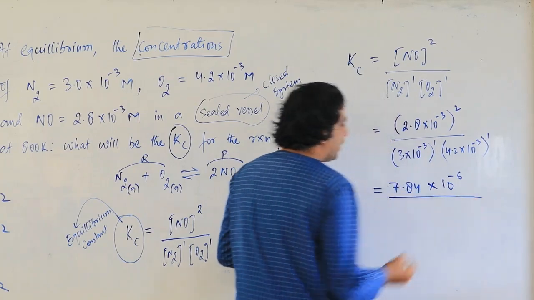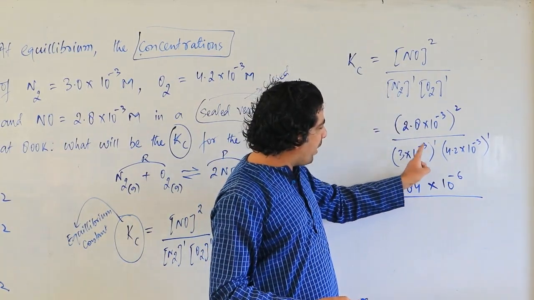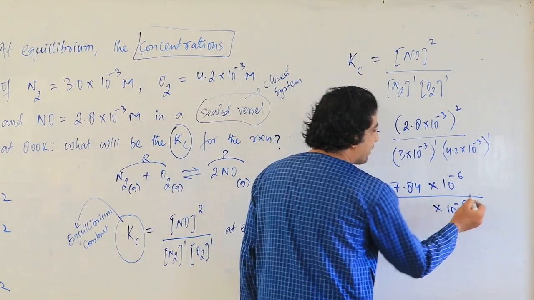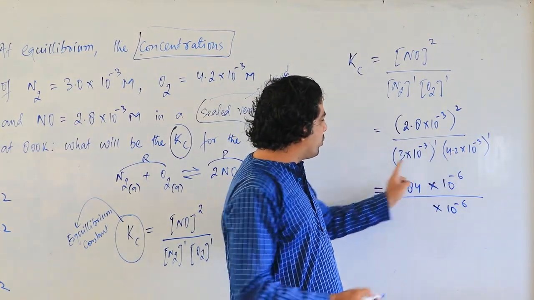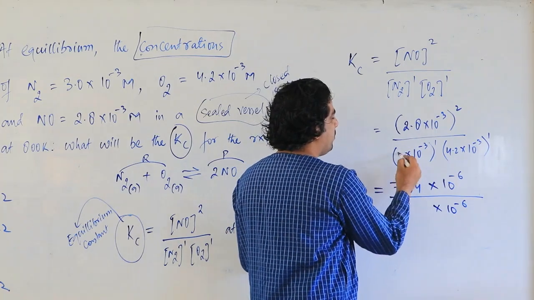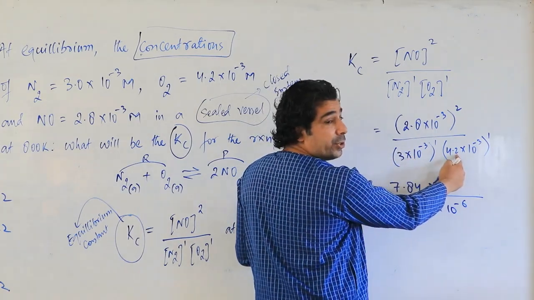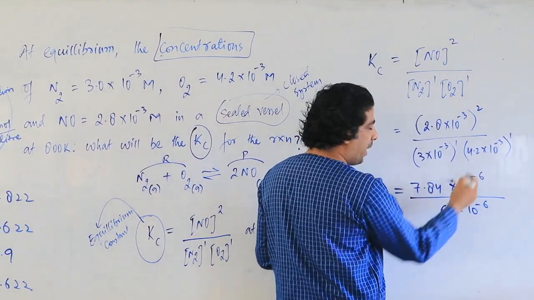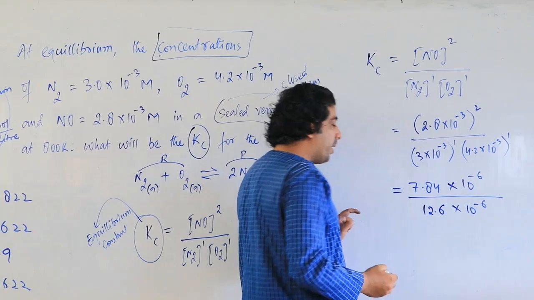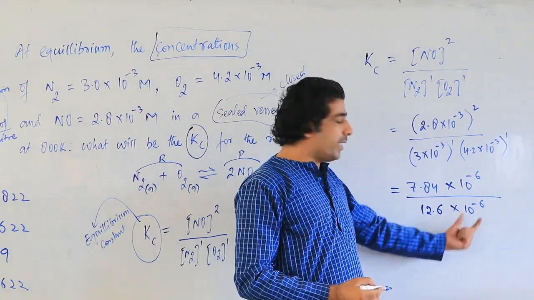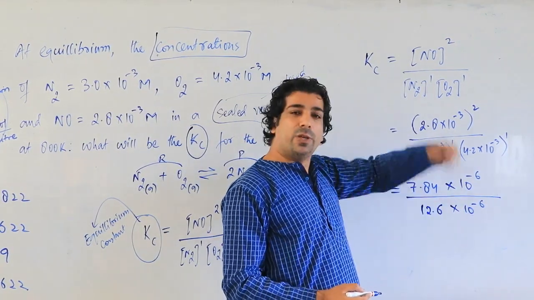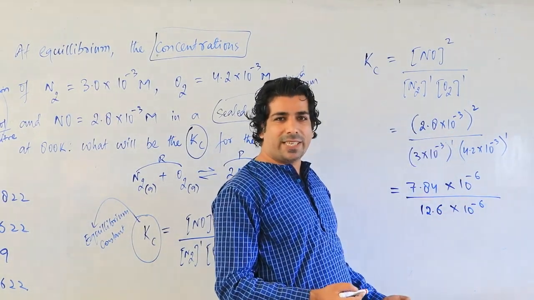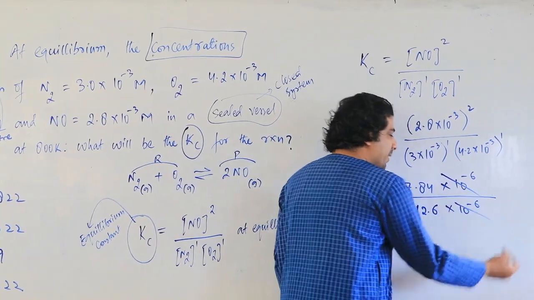Divided by, now you have here 10 to the power minus 3 and 10 to the power minus 3. This will also become 10 to the power minus 6. Then 4.2 into 3: 3 into 2 is 6, and 3 into 4 is 12, so it will become 12.6 into 10 to the power minus 6. The 10 to the power minus 6 in the numerator and denominator will cancel, my dear friends.